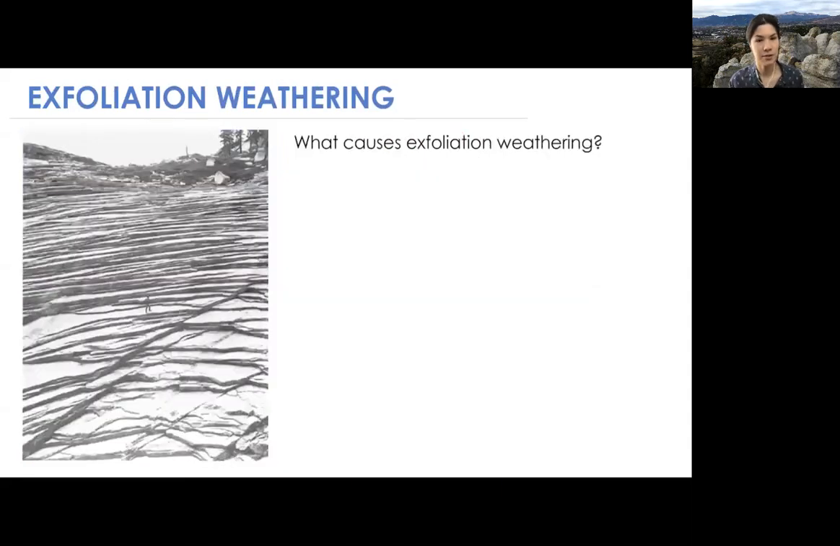And in this picture, you can see it really well. There's a person for scale, and you can see what looks like layering in this rock. And it's not actually layering. These are the exfoliation joints. You'll also see this referred to as sheeted joints. And there are a series of fractures in the rock that are forming parallel to the free air surface. And this might make more sense when we think about the process that causes exfoliation weathering.